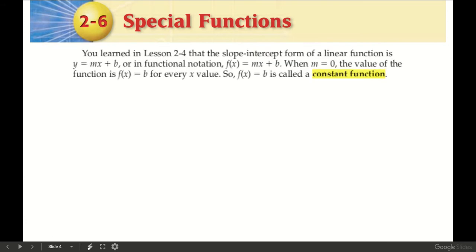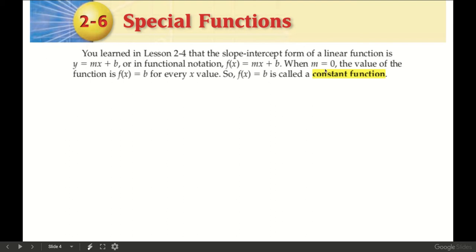So in lesson 2.4, we learned that the slope-intercept form of a linear equation is y equals mx plus b, right? And again, you probably had lots of experience with that, but it's going to keep coming back. So in functional notation, right? So this is standard notation. In functional notation, right, we have f of x. And again, m is still the slope, b is still the y-intercept, but instead of y, we have f of x, just to write it in functional notation.